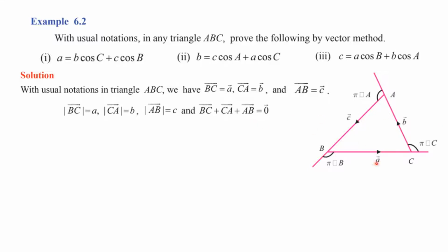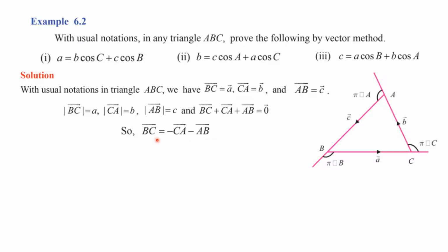Now, the magnitude of BC is equal to a, and the magnitude of CA is equal to b, and the magnitude of AB is equal to c. Okay, so we have put it down here. Then by the triangle law, we can say vector BC plus vector CA plus vector AB will be equal to 0 vector. So if I'm going to move CA and AB to the other side of the equation, you get vector BC is equal to minus CA minus AB.